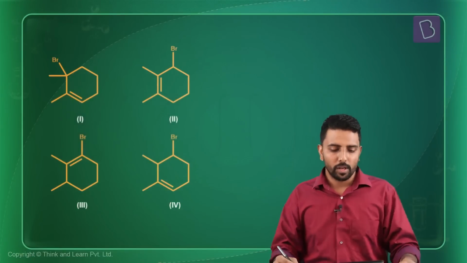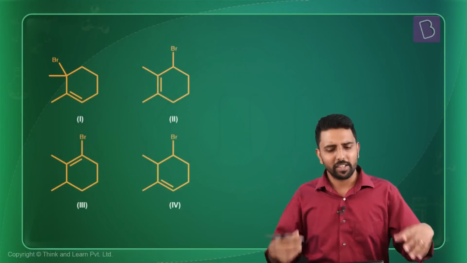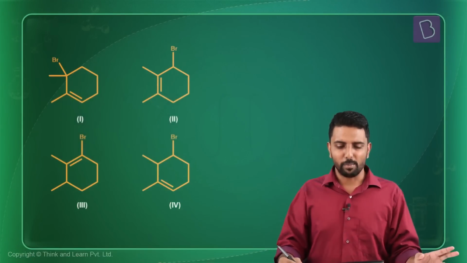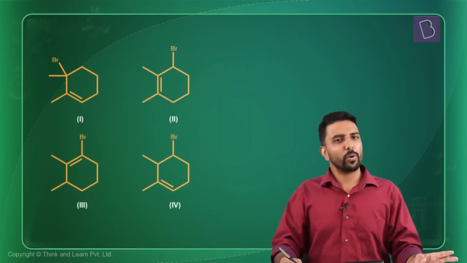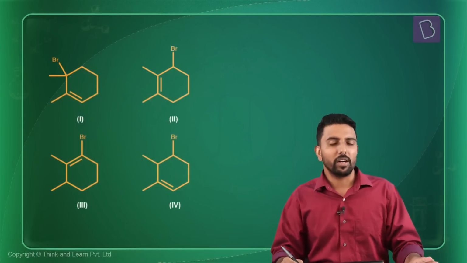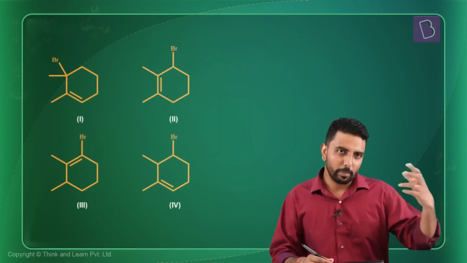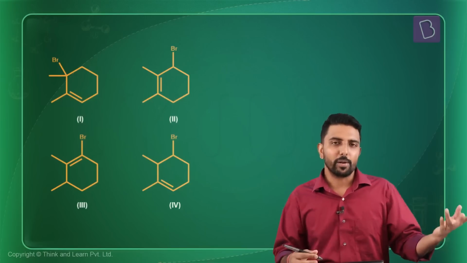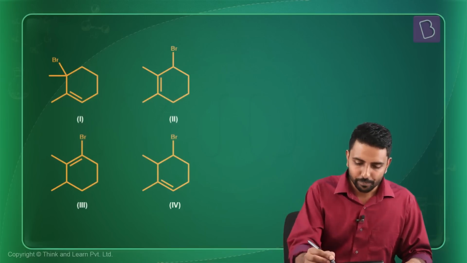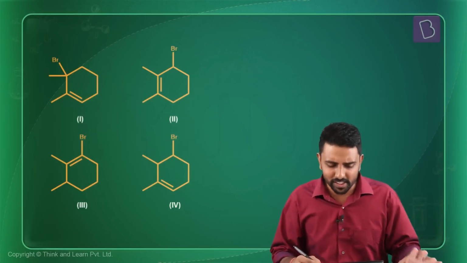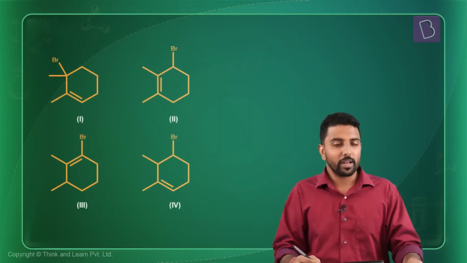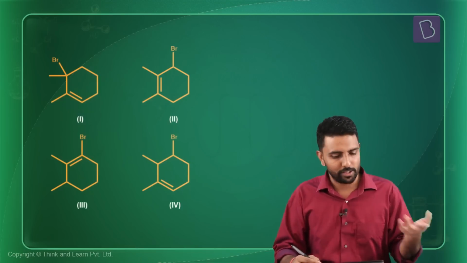So let us just lay out all these compounds and start numbering them. But of course, we are only interested in the number of the carbon that bears the bromine atom in each case. So if you look at the first case, the double bond is going to get the lowest number or the highest priority.